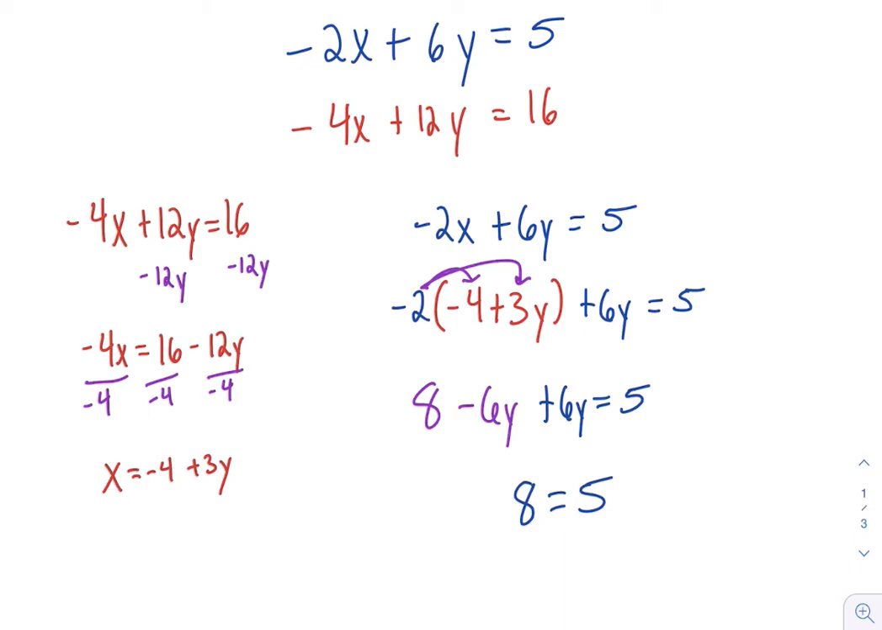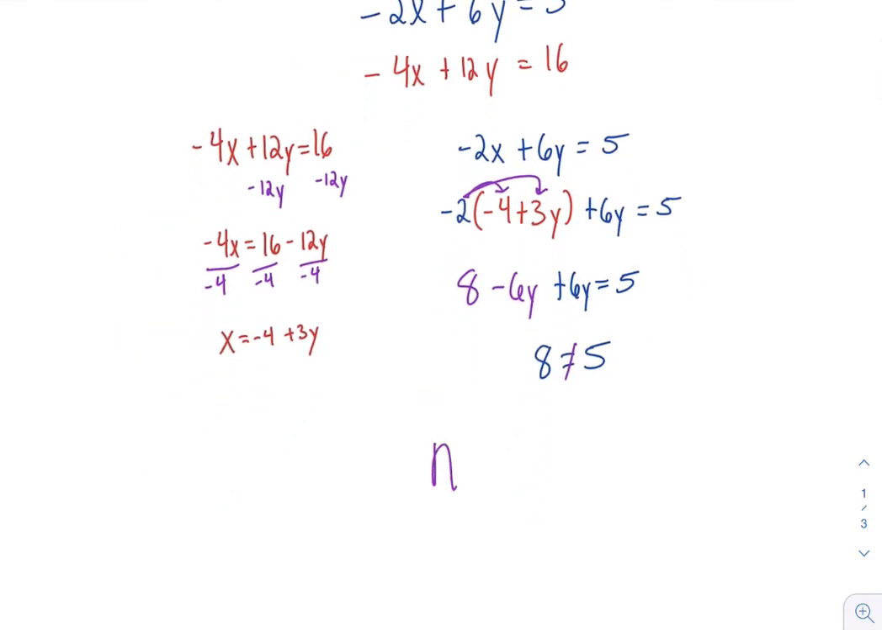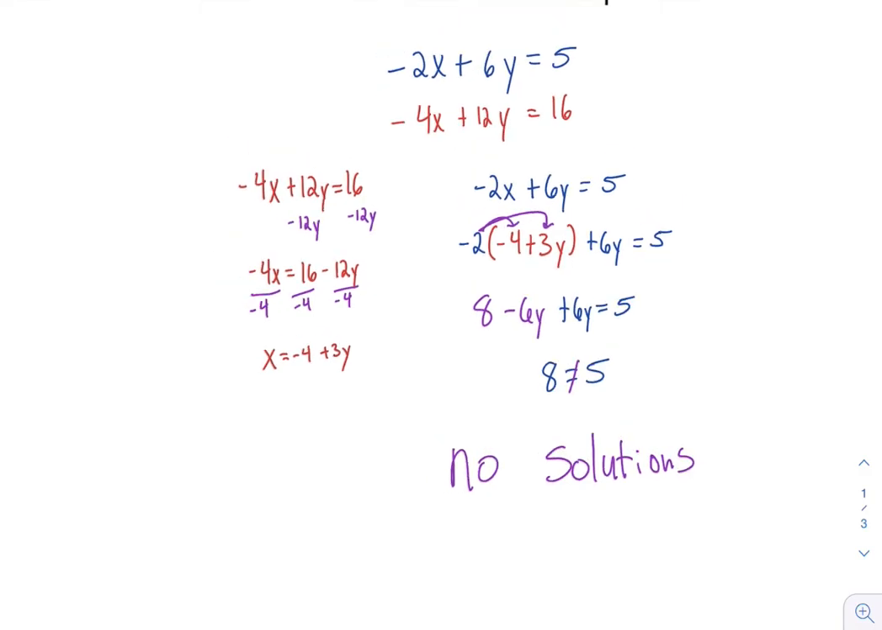Now, when you get either no solutions or infinitely many solutions as your answer, the variables are going to cancel each other out at some point. We got rid of the x by plugging in negative 4 plus 3y, but then the y's canceled each other out. So when the variables disappear and you're left with just numbers, something equals something, that's when it's either no or infinitely many solutions. The way you know which one is which is whether or not this is actually true. Does 8 equal 5? The answer is no, 8 does not equal 5. So in this case, it's no solutions. If it was two things that were equal to each other, it would be infinitely many solutions.